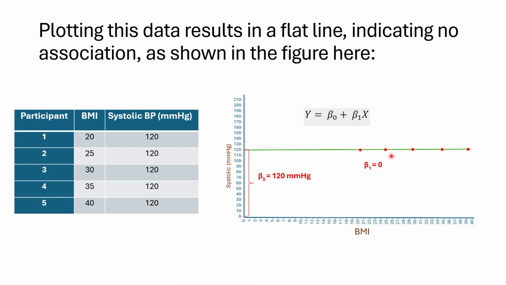If we extend this line back to BMI 0, the intercept is also 120 millimeters of mercury. We call this intercept beta naught. So this flat line tells us clearly that there is no association between BMI and systolic blood pressure in this example.